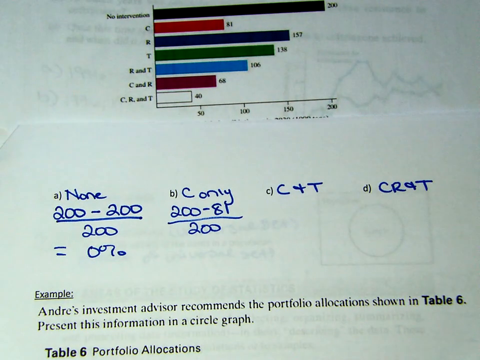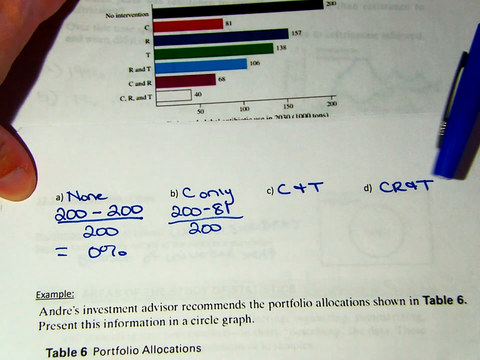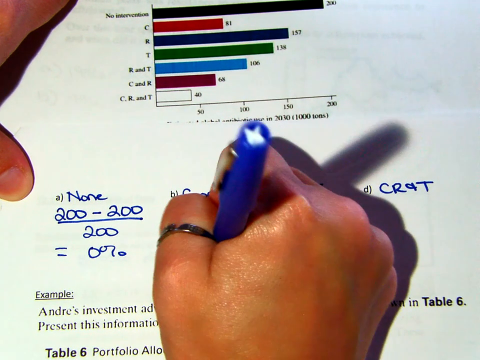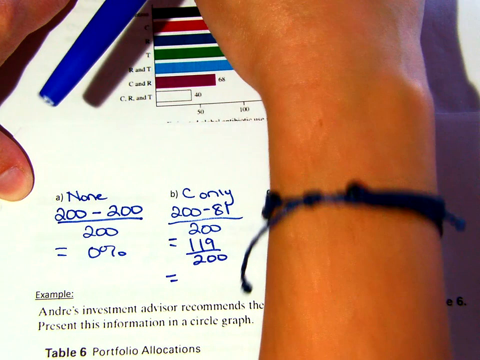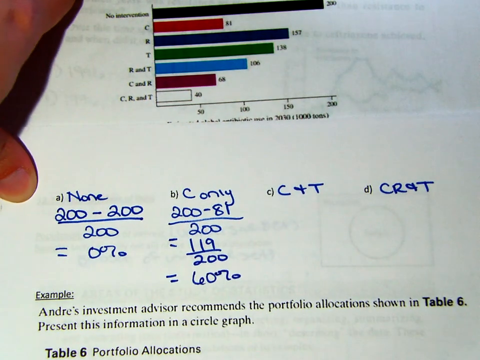So 200 minus 81, sorry, my math's on the other page, is 119 over 200, which means that there's approximately a 60% reduction. We could cut out 60% of the antibiotics just by capping.